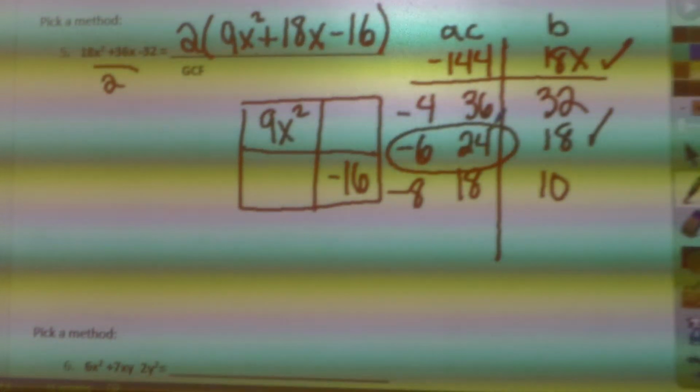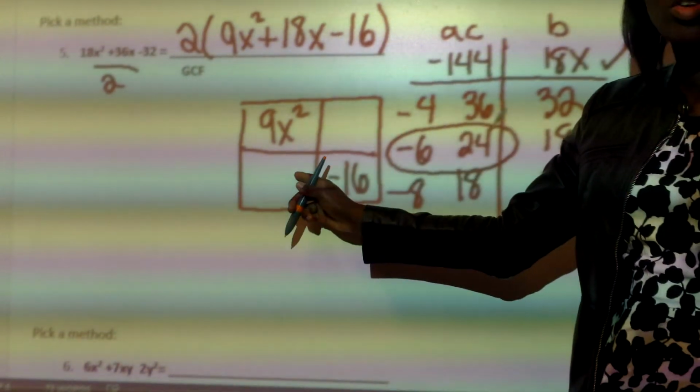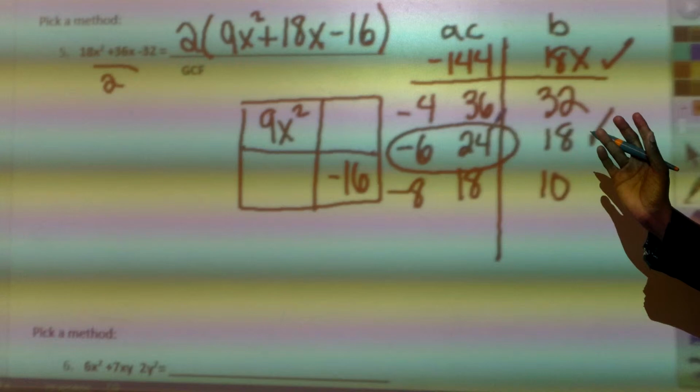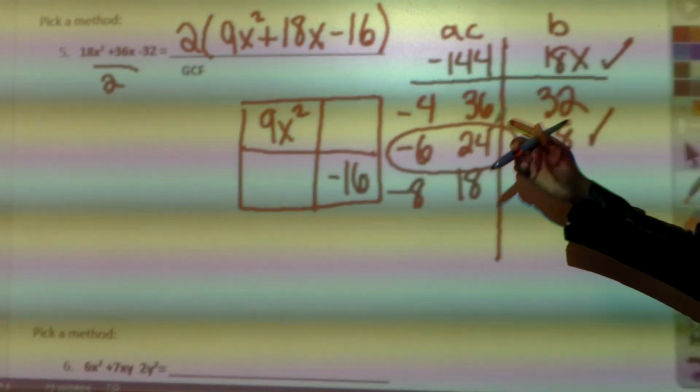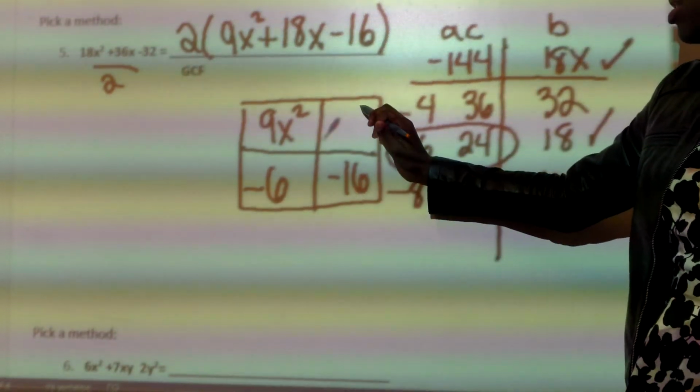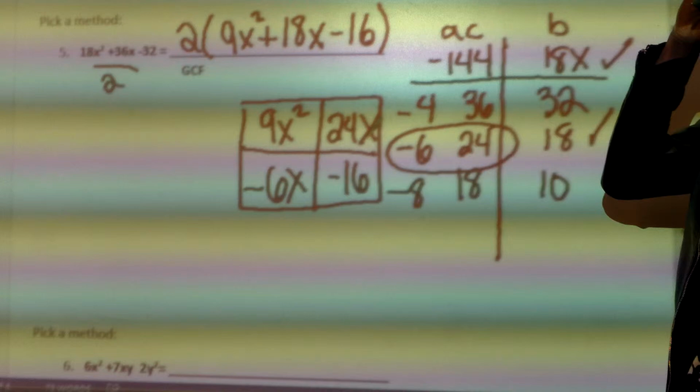Negative 6 and 24. Everybody got that? You can write it wherever you choose. All it means is that some of you might have things in different positions, but you still should have the same answer. I'll just write the negative 6 here, negative 6x, and 24x up here.